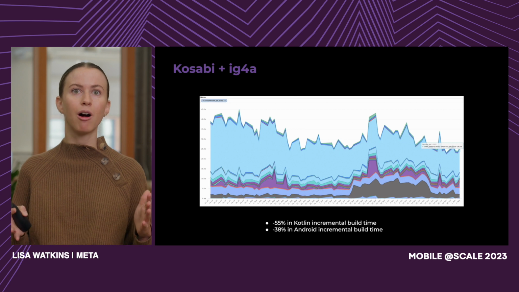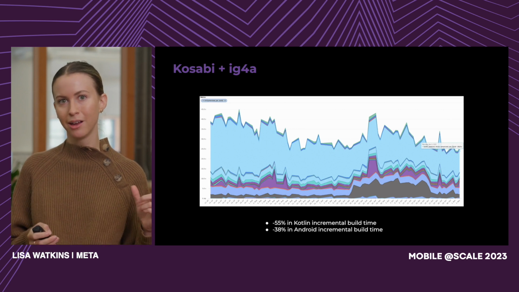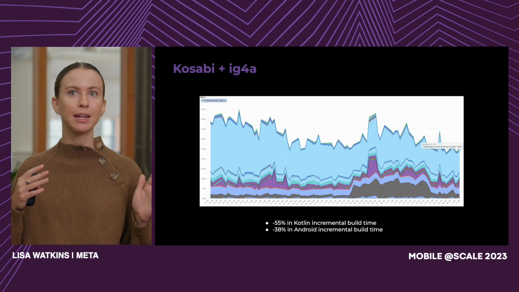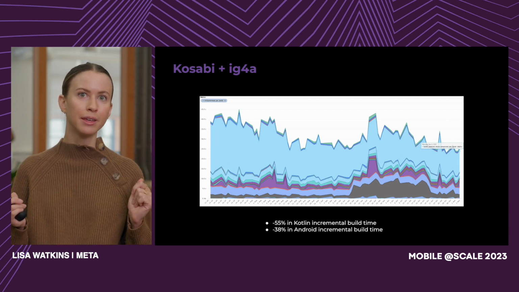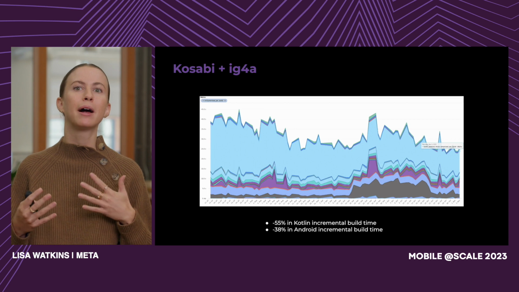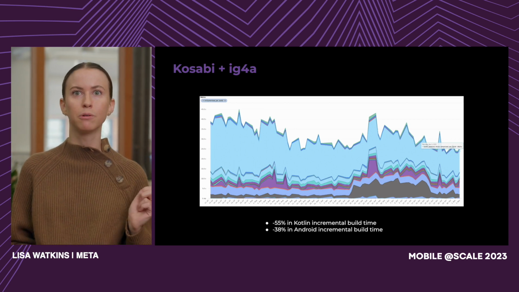At this time, we were also increasing Kotlin adoption. So that means that we were combating making the build speed problem worse, and we were also fixing the build speed problem by converting existing modules to Kosabi.